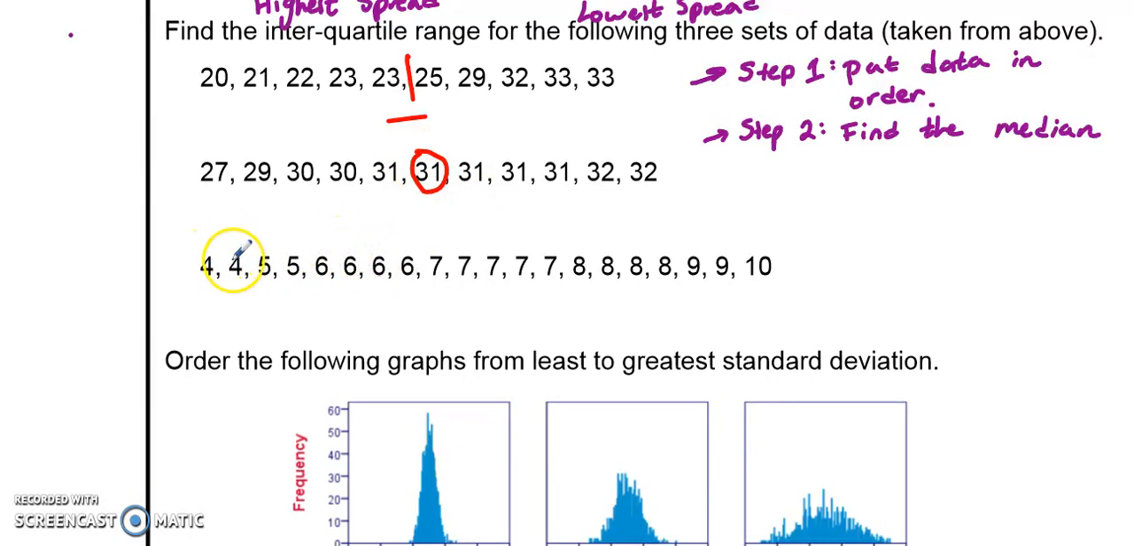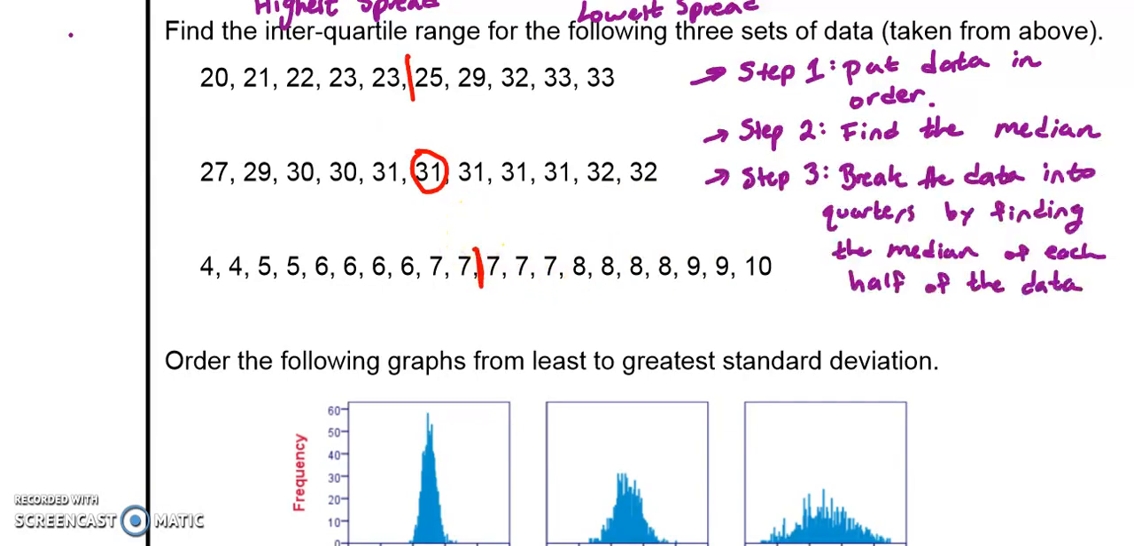Well, it's got 20 data points, so it's an even number. Halfway will be right between the 10th and the 11th numbers, so 10 on each side. So 1, 2, 3, 4, 5, 6, 7, 8, 9, 10. My median, my halfway point, is going to be between those two sevens. Just double check. Perfect, 10 on each side.